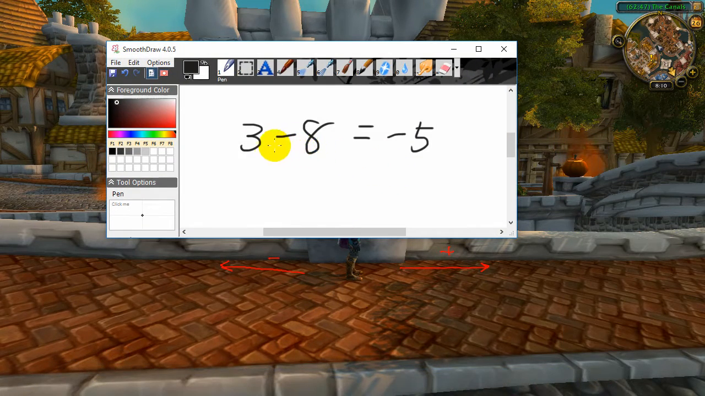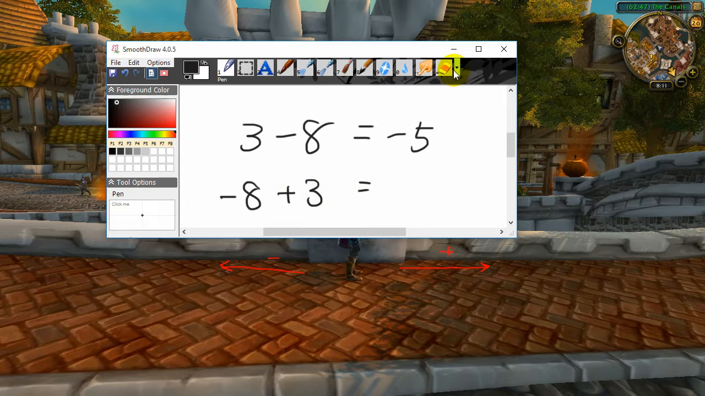Okay, so a quick way of doing negative numbers is, instead of doing 3 minus 8 in your head, you can go negative 8 plus 3. Negative 8 plus 3 is also negative 5. So let's try that. What's negative 8 plus 3?